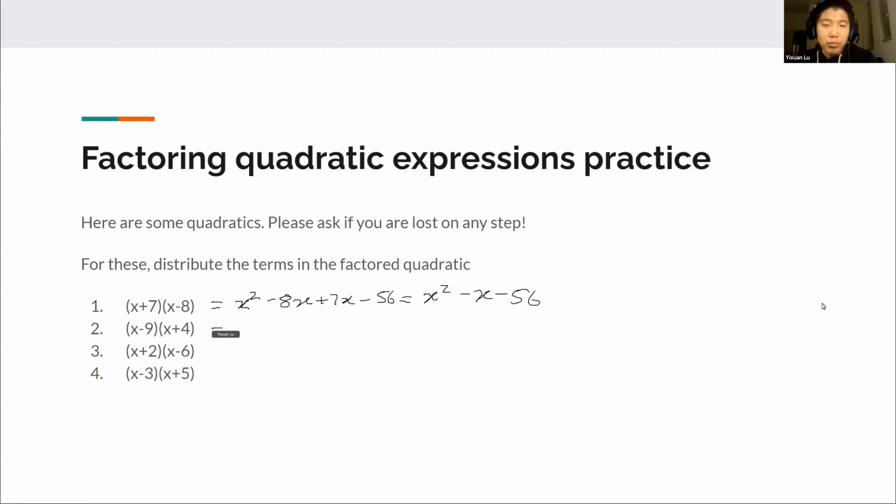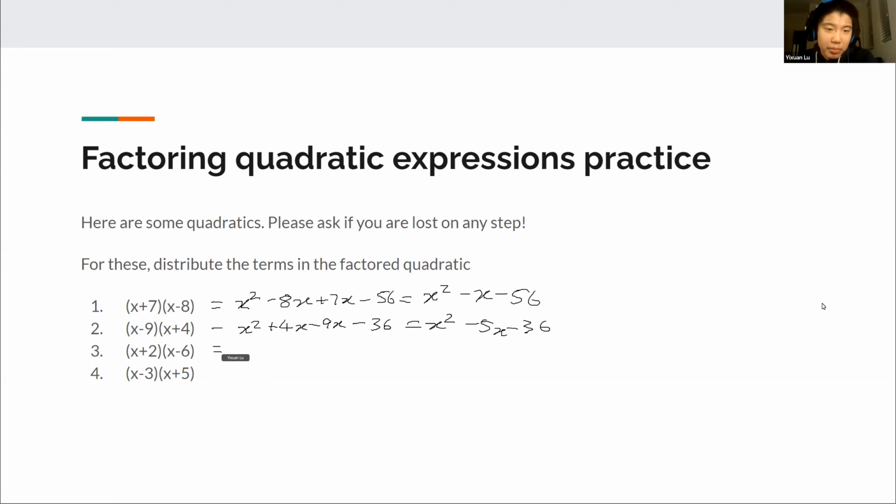Now for the second problem, we repeat the same process. X squared, combining the two linear terms, combining the linear and the constant terms, we get plus 4x and minus 9x. And then multiplying the constant terms, we get minus 36, which gives us x squared minus 5x minus 36.